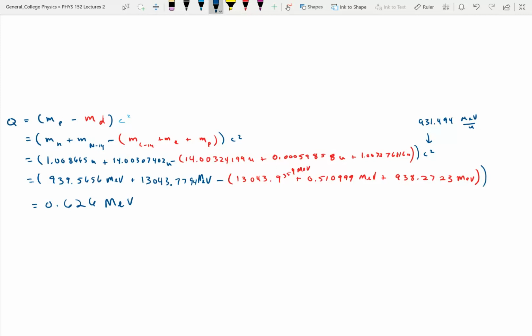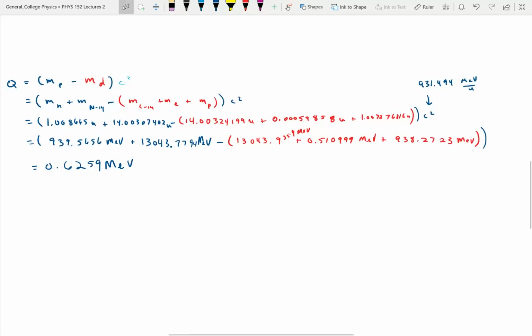So for correct decimal places, I should have 0.6259. So there's my disintegration energy, which it should have been a negative value, I do believe. I am not sure why I have... Well, that is what I have. Assuming I did all things right, then this actually doesn't have an endothermic reaction.